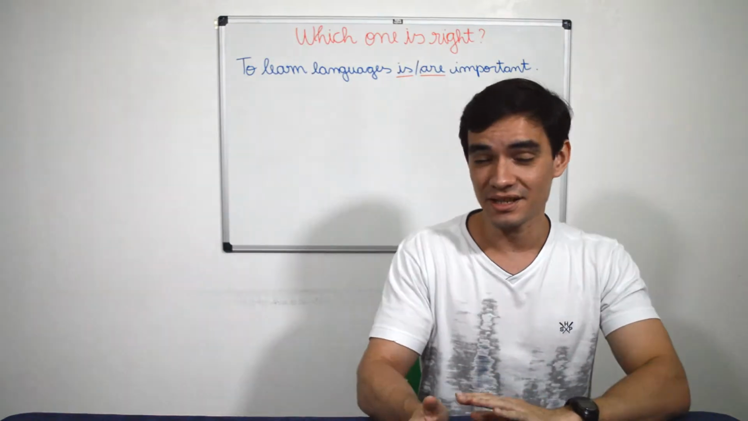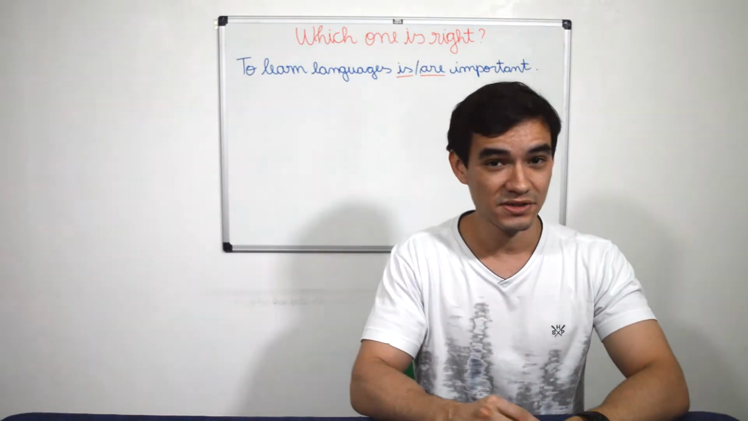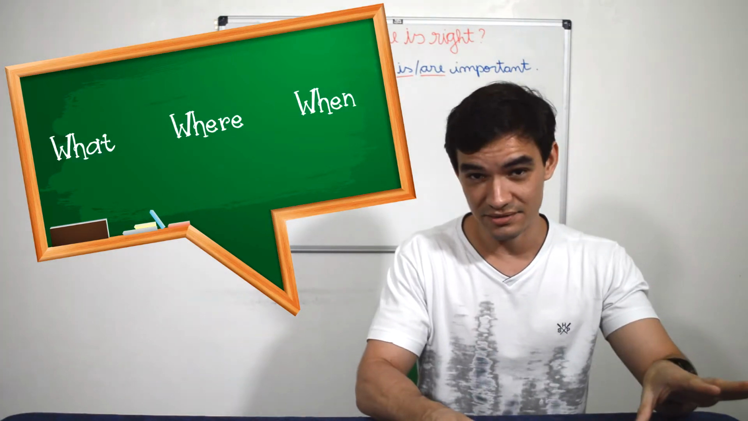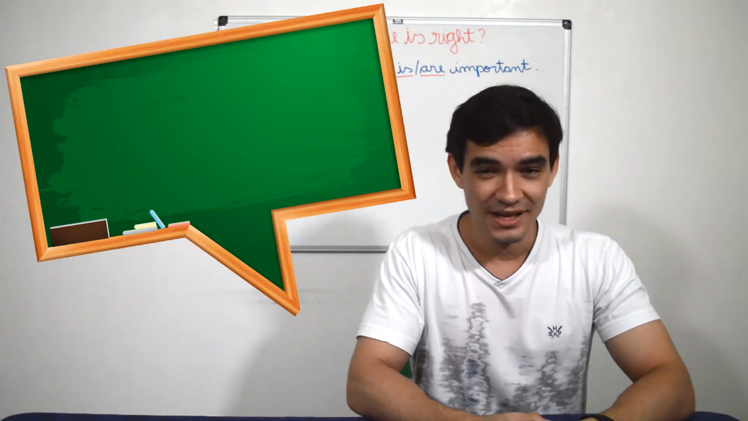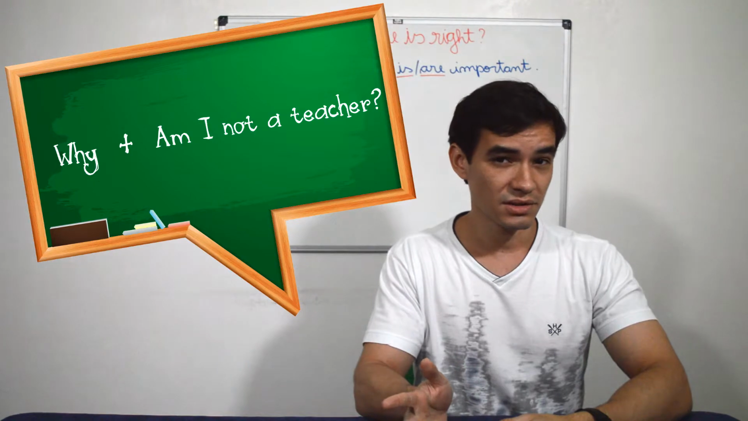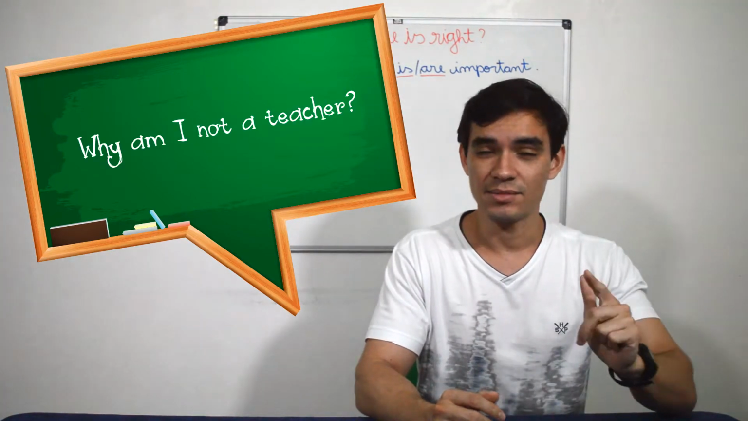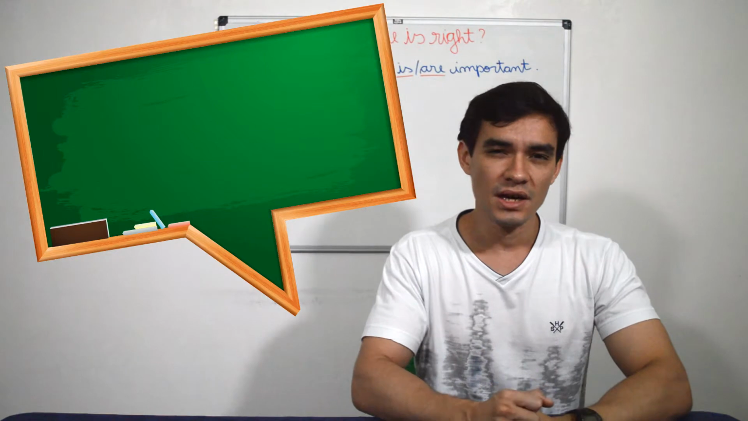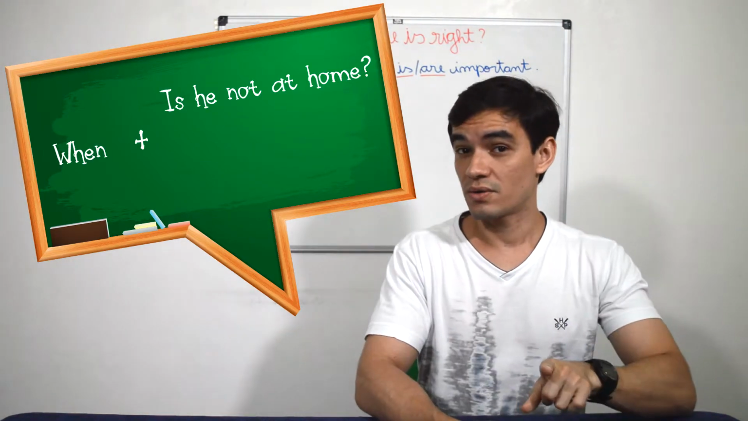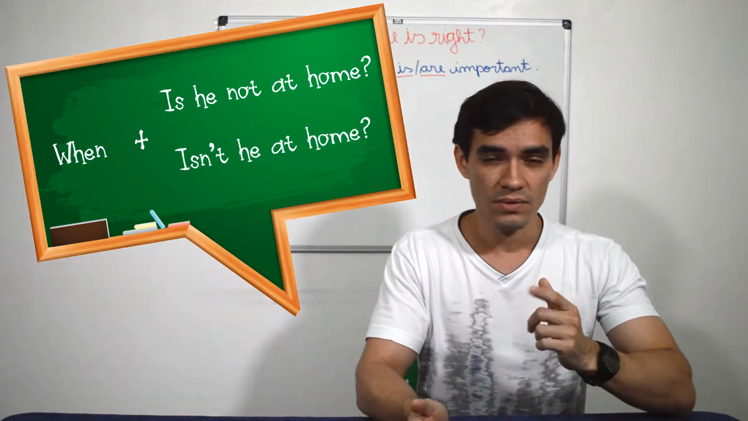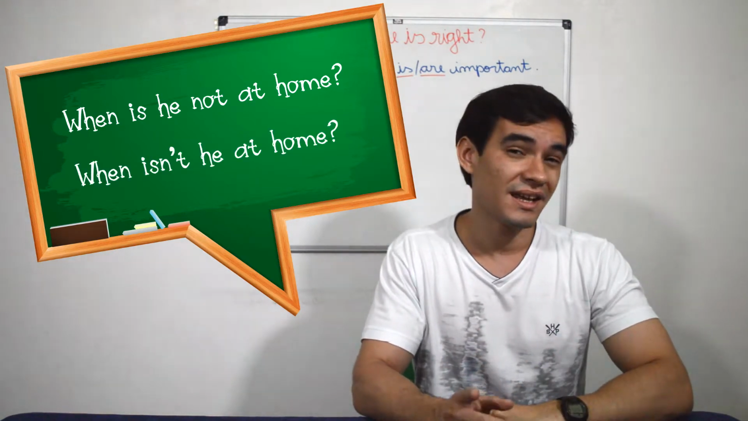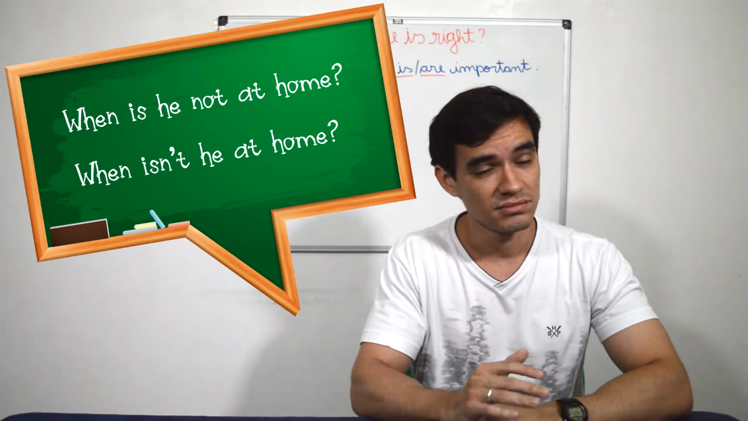And of course, just like with the interrogatives, it's also possible to add words such as what, where, when, etc. Let's see the possibilities. If we add why to the question, am I not a teacher? We'll have, why am I not a teacher? If we add when to the question, is he not at home? Or to the question, isn't he at home? We could have, when is he not at home? Or when isn't he at home? See, it's the same thing.